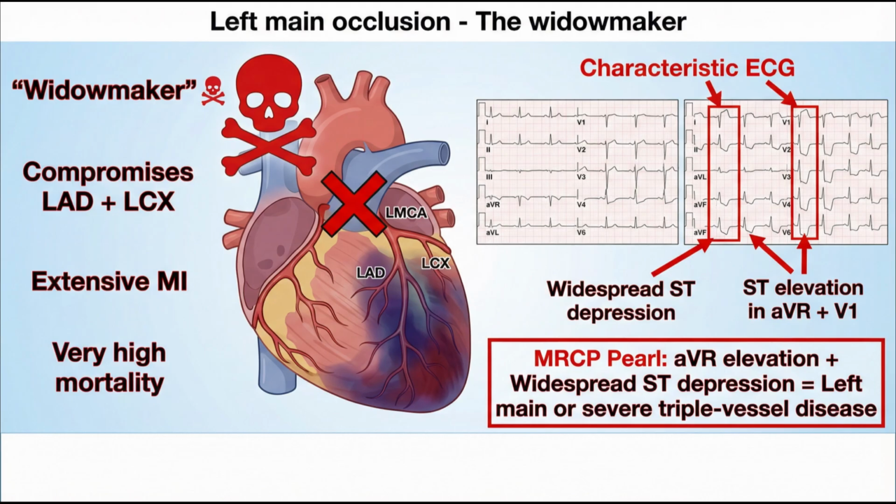Occlusion of the left main coronary artery is known as the widowmaker because it compromises blood supply to both the LAD and LCX territories simultaneously. This causes extensive myocardial infarction with a very high mortality risk. A classic MRCP ECG clue is widespread ST depression, especially with ST elevation in lead aVR and V1. This pattern should immediately raise suspicion of left main coronary artery stenosis or severe triple vessel disease.